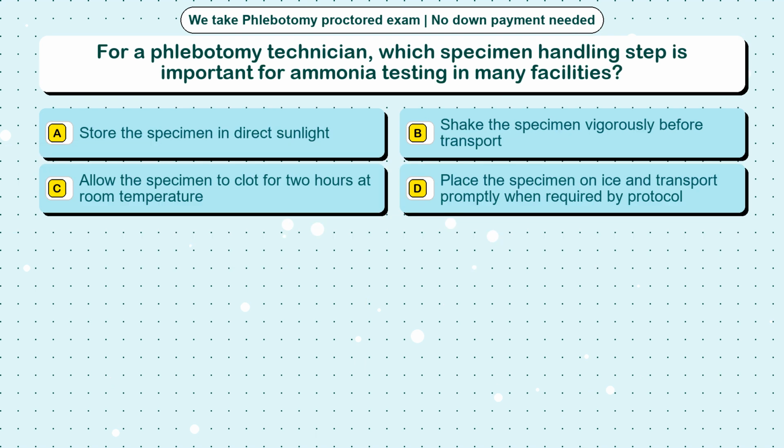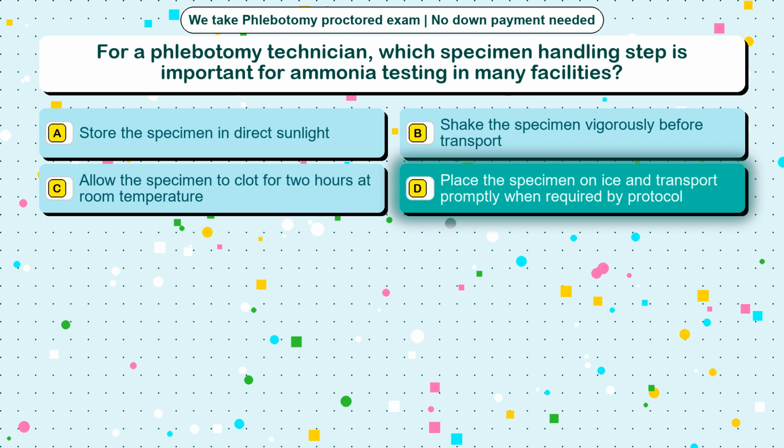Question 36. For a phlebotomy technician, which specimen handling step is important for ammonia testing in many facilities? Option A. Store the specimen in direct sunlight. Option B. Shake the specimen vigorously before transport. Option C. Allow the specimen to clot for 2 hours at room temperature. Option D. Place the specimen on ice and transport promptly when required by protocol. The correct answer is option D. Place the specimen on ice and transport promptly when required by protocol.